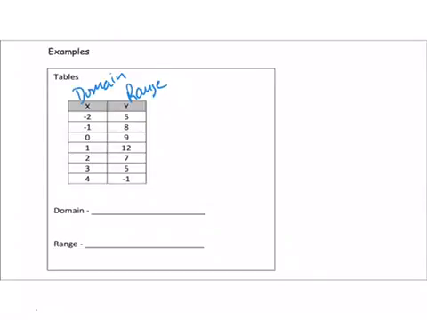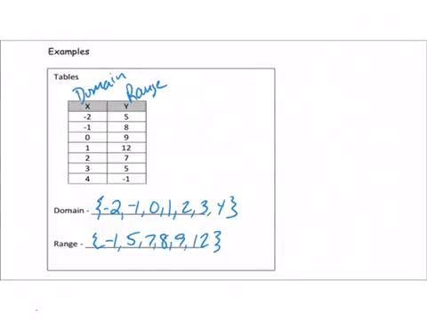The domain would simply be a set of -2, -1, 0, 1, 2, 3, and 4, which is a list amount. The range would also be the set of -1, 5, 7, 8, 9, and 12. Notice I put them in order. You don't have to write them in order, just sometimes it can be easy if you put them in numerical order.